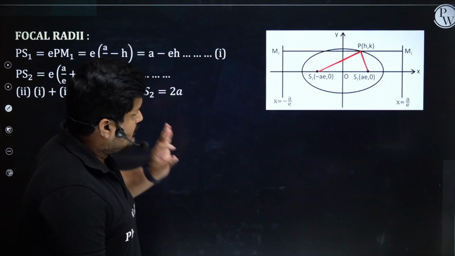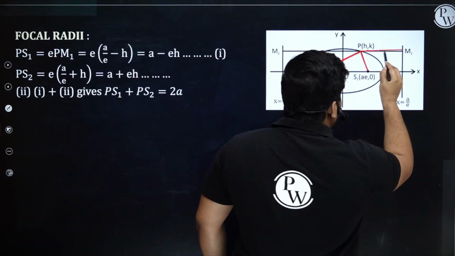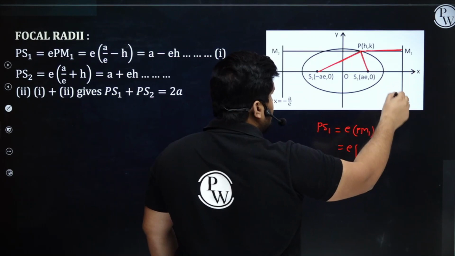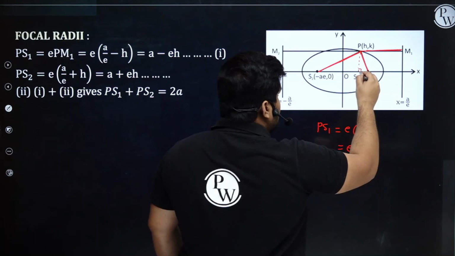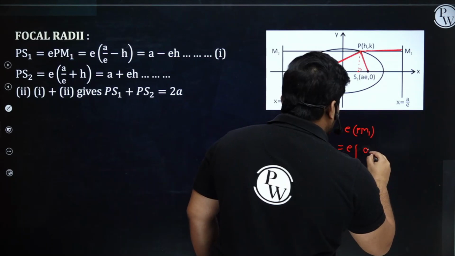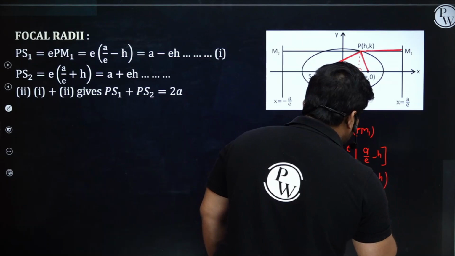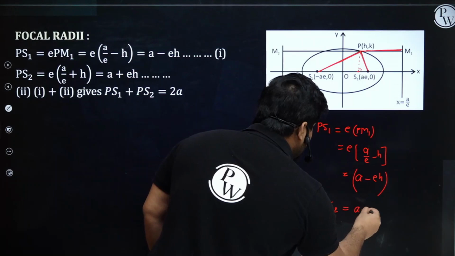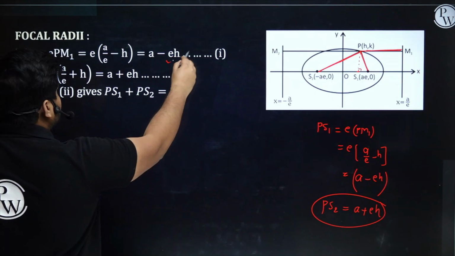By the definition of ellipse, we know that PS1 is e times PM1. What is the PM1 distance? Can I say that this is a by e? You drop a perpendicular here, so this will be h. So this PM1 length will be a by e minus h, and PS1 is a minus eh. Similarly, if you find PS2 from the other side, you will get a plus eh. This is a minus eh and this is a plus eh.